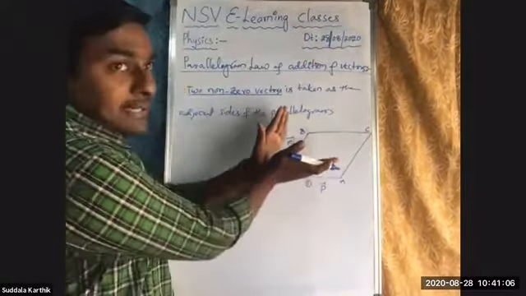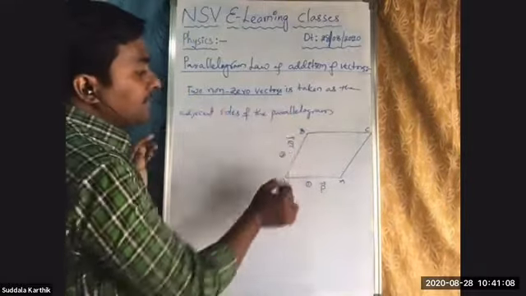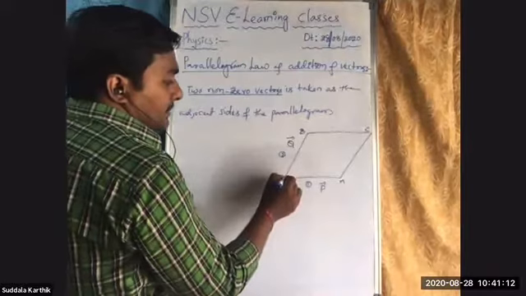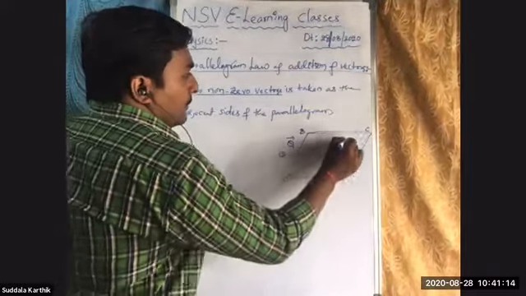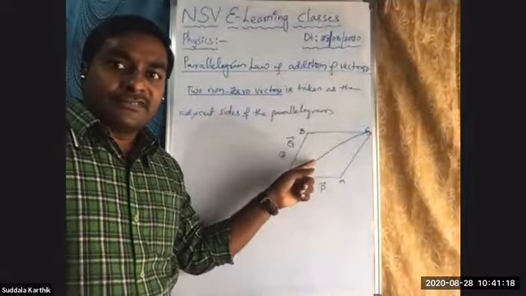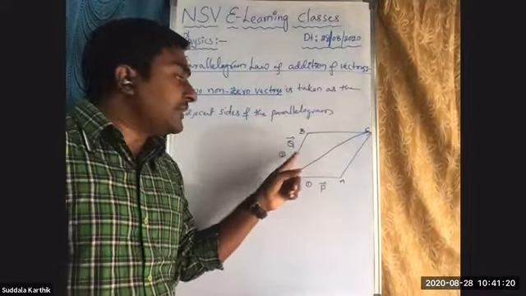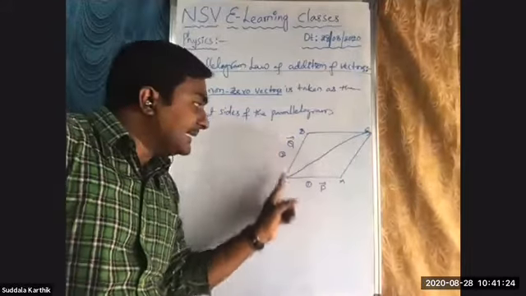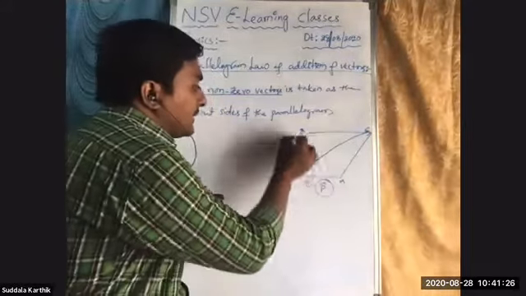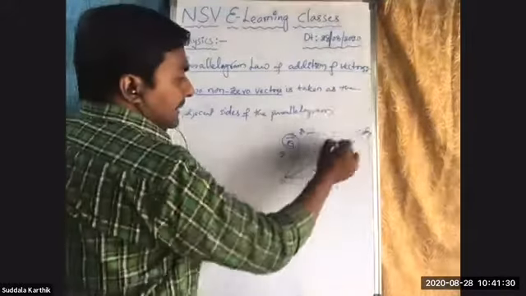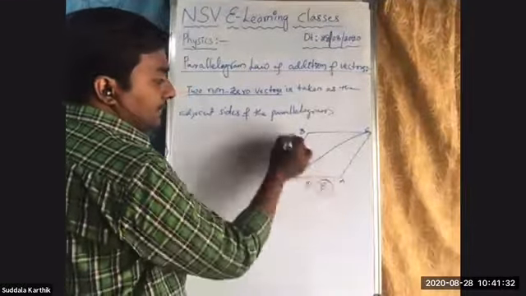Then what is happening here? The resultant of these two vectors is always equal to the diagonal which is passing through the point of intersection of those two vectors, P bar and Q bar. This OC is the resultant of these two.